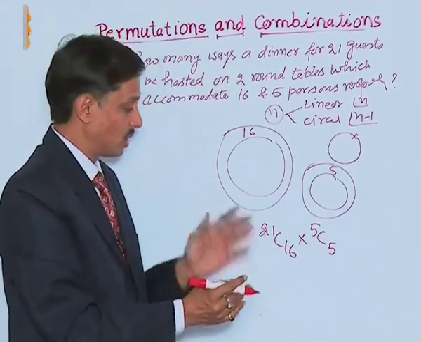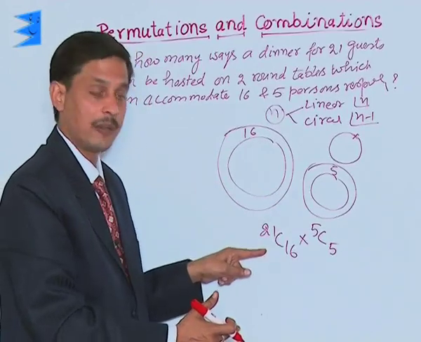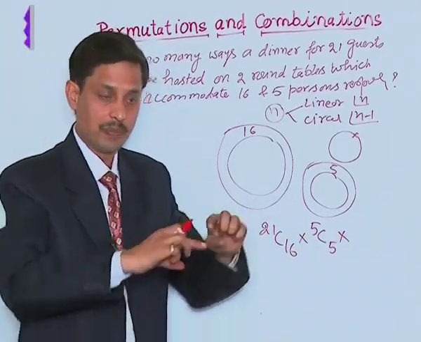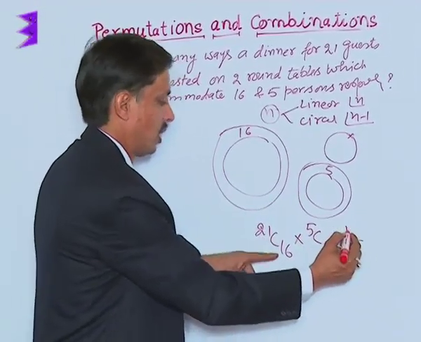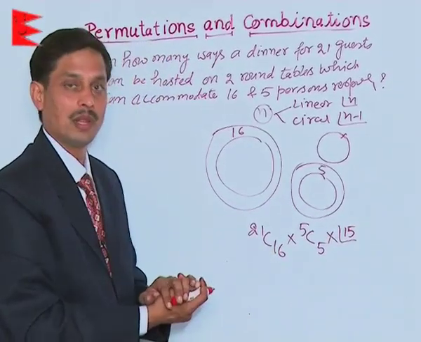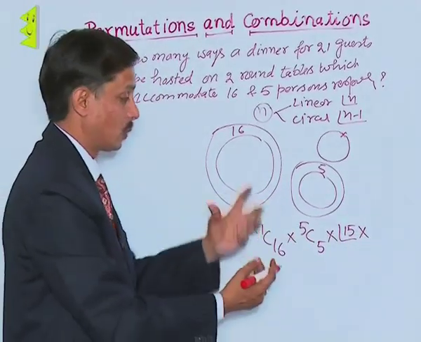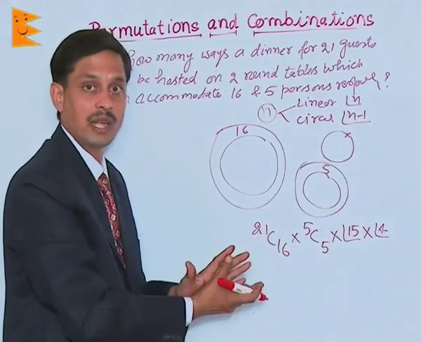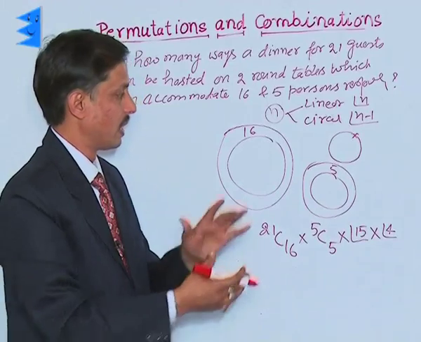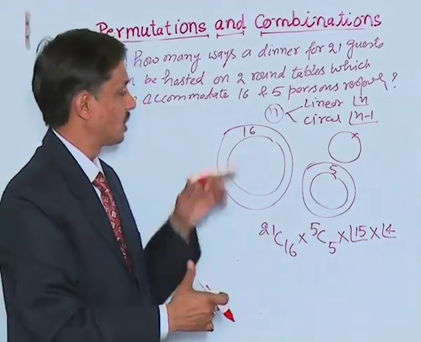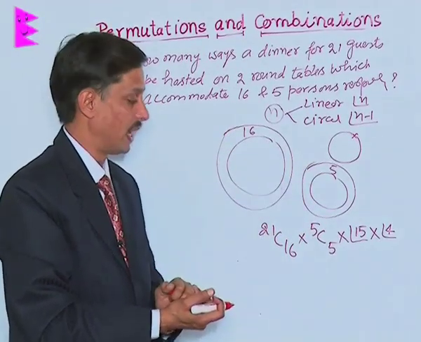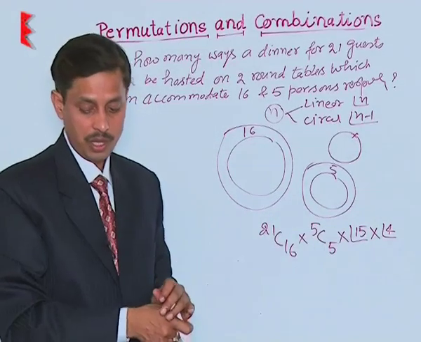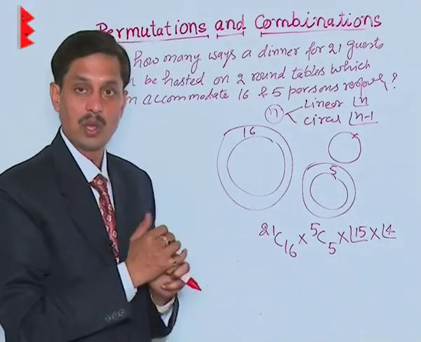So this becomes 5C5. This is the selection of the first 16 guests for the first table, and then 5C5, because these 16 guests have first been chosen, then they can be arranged on the circular table. So the circular arrangement will be one less than what is available, that is factorial 15, and for the 5 guests around the table, that will be factorial 4. So the answer will be 21C16 into 5C5, because all 5 are to be selected, into factorial 15 into factorial 4. So this is the total number of ways of arranging the guests.